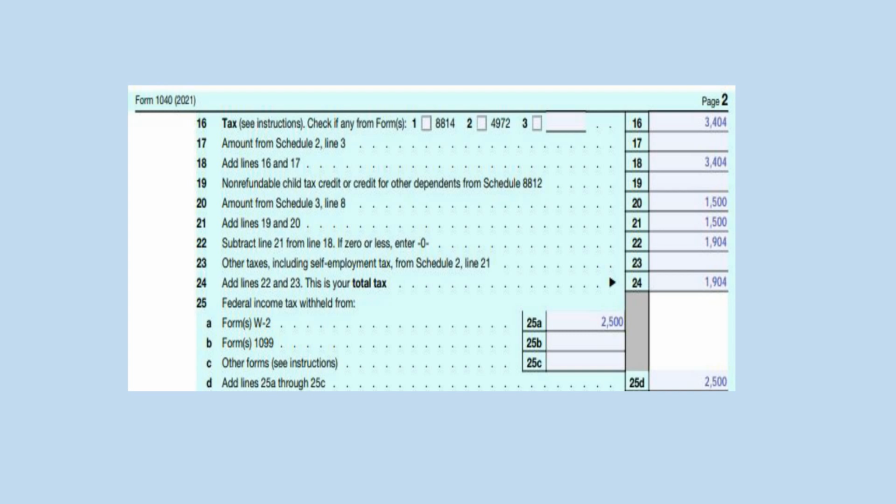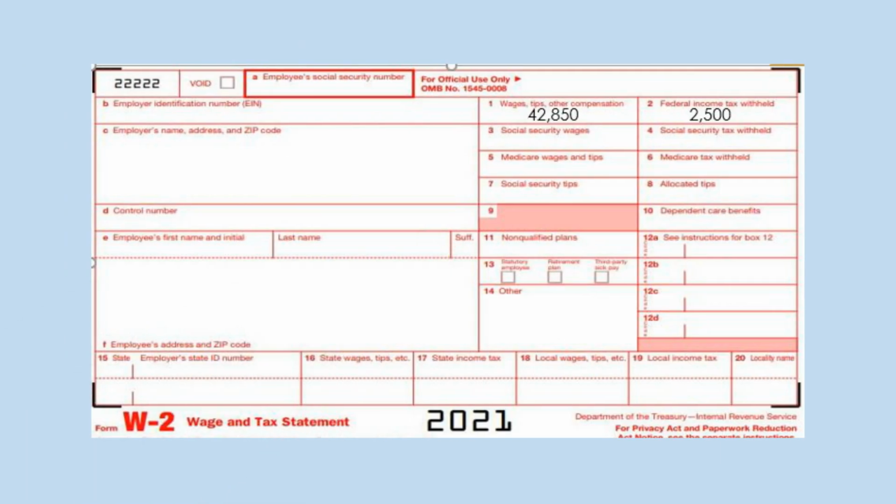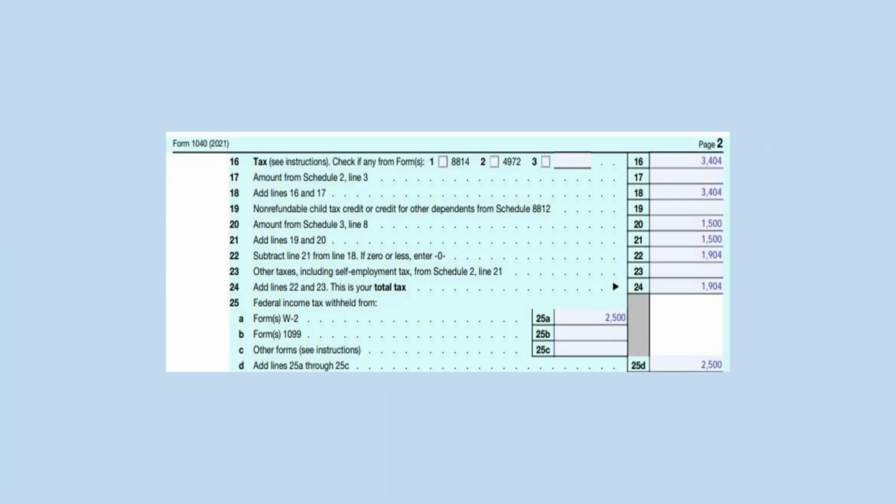On Line 21, add lines 19 and 20 to arrive at $1,500. On Line 22, subtract Line 21 from Line 18 to arrive at $1,904. Carry this down to Line 24 as you do not have any self-employment tax for Line 23. On Line 25A, put your federal income tax withholding. You can find this from your Form W-2 in Box 2. In this example, it is $2,500. Carry that amount down to Line 25D.